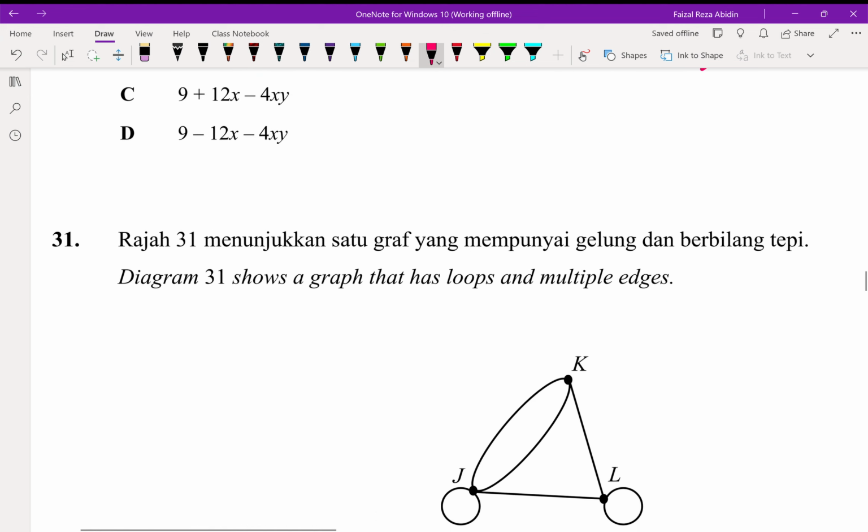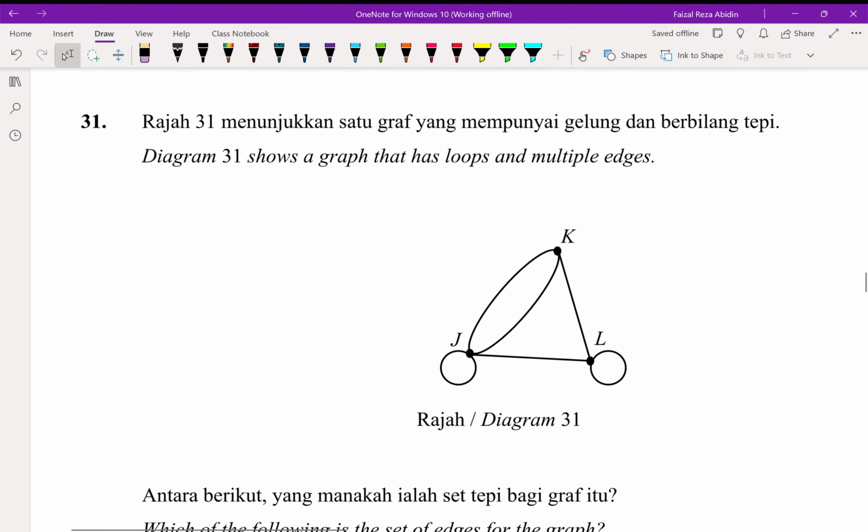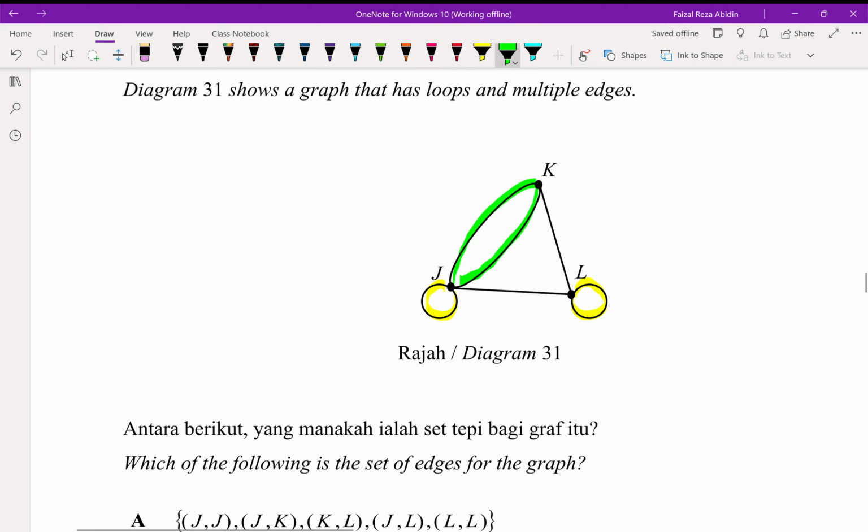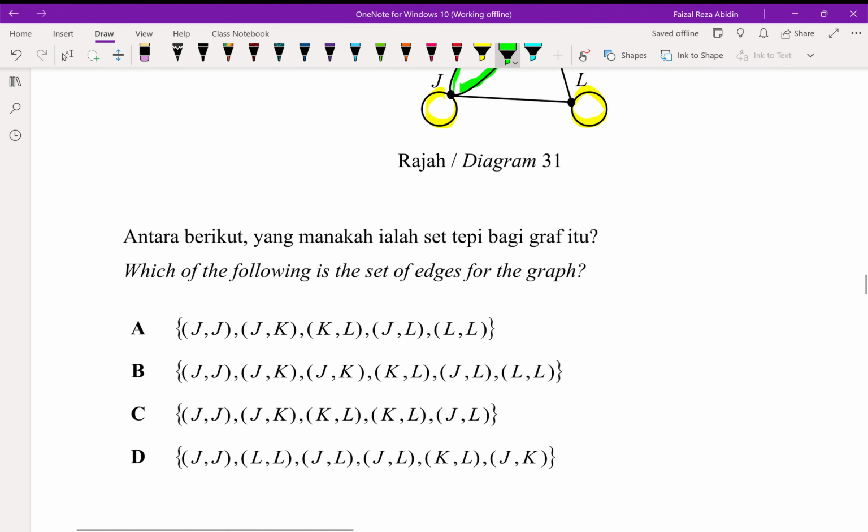Okay, next. Number 31. Diagram 31 shows a graph that has loops and multiple edges. Which one is going to be our loops? Here, at J and also L here. Okay, multiple edges is going to be at our KJ here. This is going to be our multiple edges. Tahu. Okay. Which of the following is the set of edges for the graph?